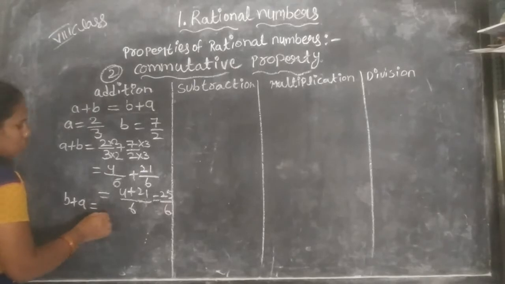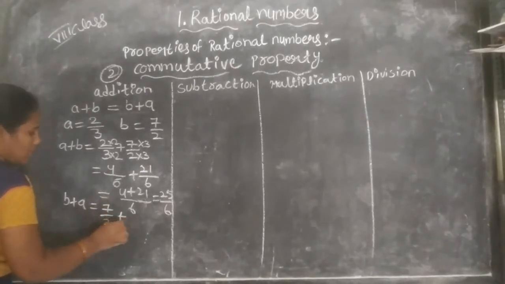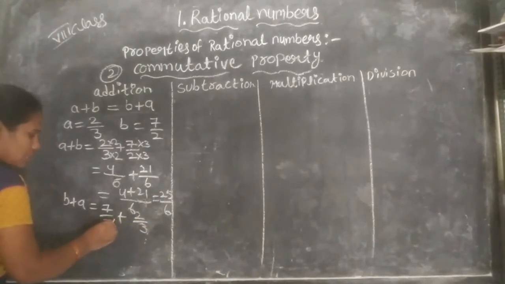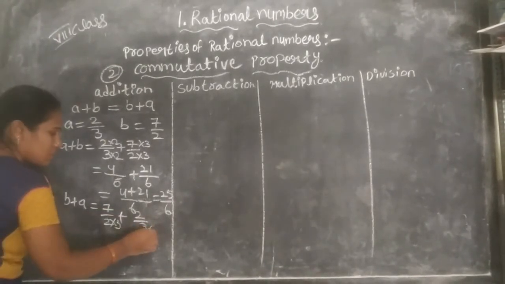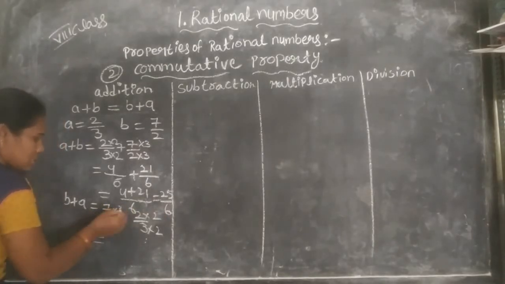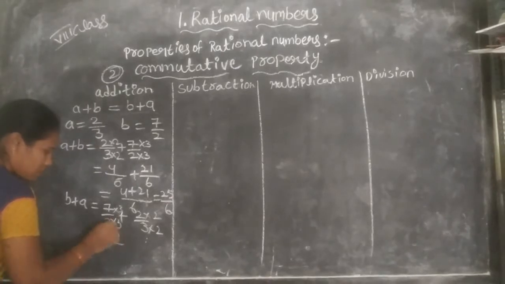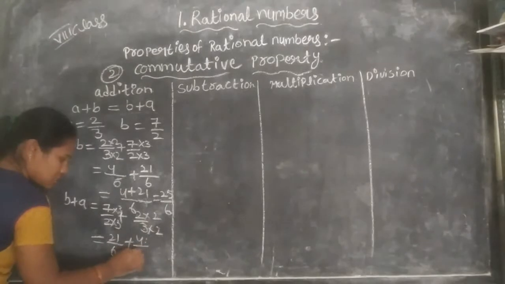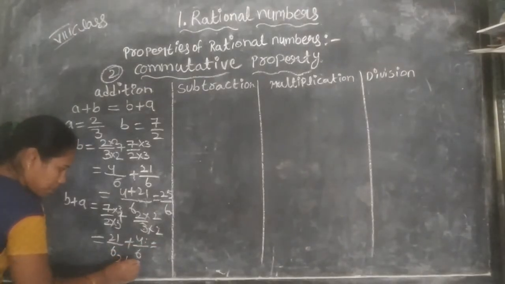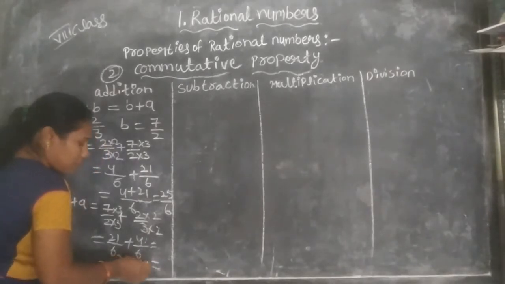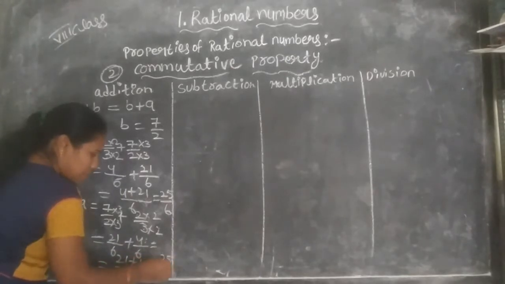What is B? 7 by 2. And A? 2 by 3. Same here: we have to multiply by 3 here and by 2 here. 7 3s are 21, 2 3s are 6, plus 2 2s are 4, 3 2s are 6. So 21 plus 4 whole by 6. The denominators are equal, so we add the numerators: 21 plus 4, 25 by 6.